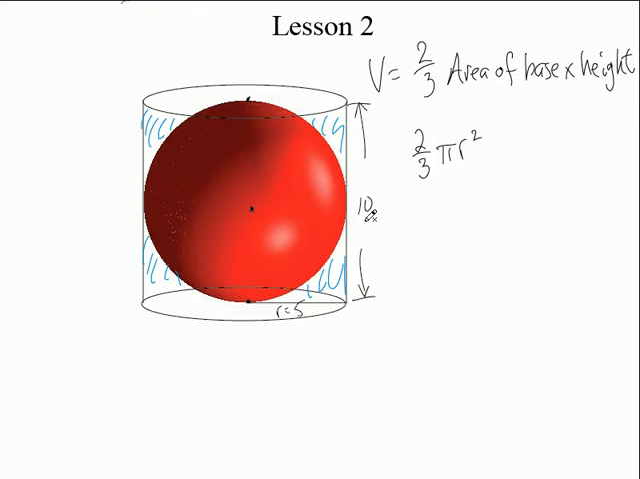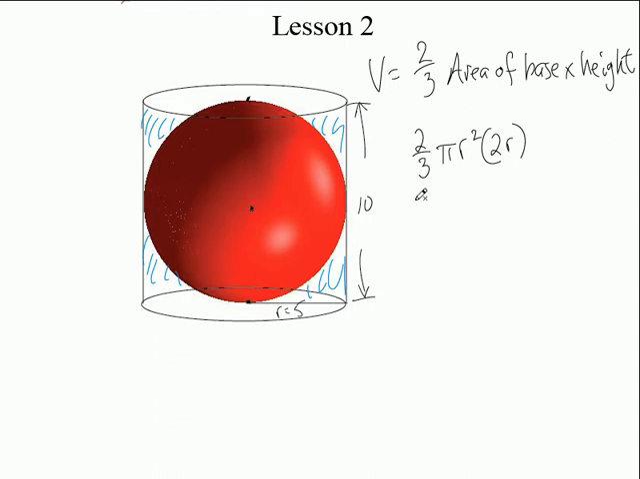Now, what did we just say about the height? Let's not even use the numbers. Let's just do it in terms of r, the radius. What would the height be in reference to the radius? Twice the radius. That's right. Okay, so the height would be what? 2 times the radius. Make sense?